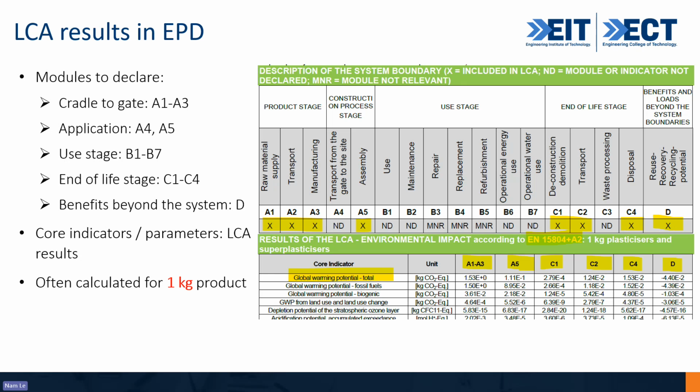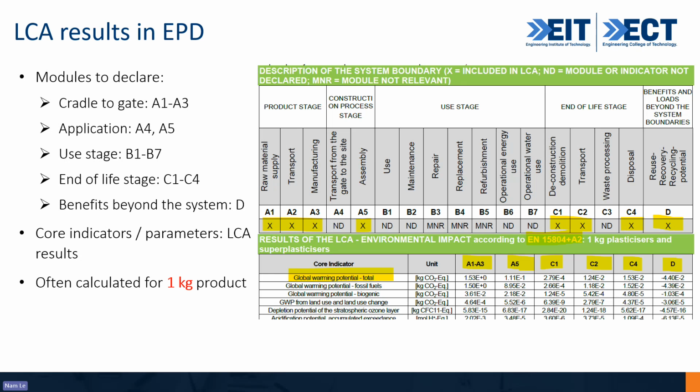And after the products are produced, we have all the environmental impacts from A1 to A3, and they call it the cradle to gate, right? The gate here means your factory gate. Out of the factory gate will be the next stage. Before your factory gate is the cradle to gate stage.